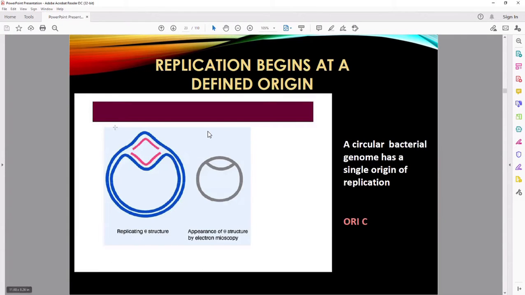This is what I mentioned just now under the microscope. This is how the circular chromosome looks. It looks like a bubble, or it's called an I chromosome because the structure looks like a bubble. This is the origin, known as the ORIC, the origin of chromosome.